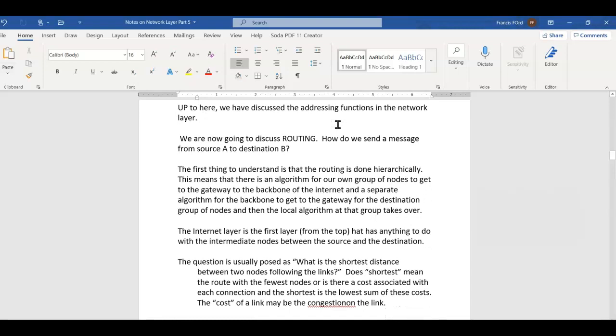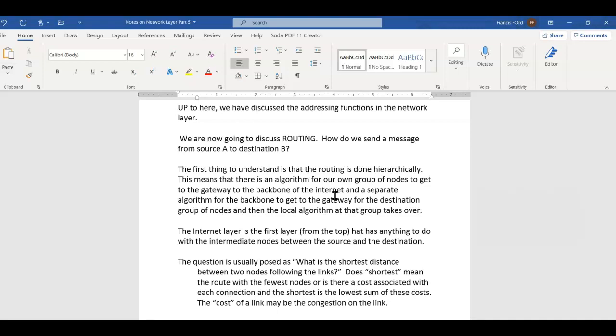The question is, what's the best route? Now, we might colloquially call that the shortest route. Well, is that the one with the fewest nodes? Or is it the one that can get us there the fastest? Or is it the one that will cost us the least money? Or more likely our ISP, Internet Service Provider, the least money? Those are all possible definitions of shortest.